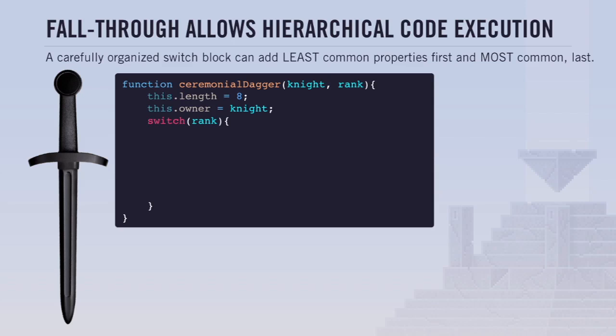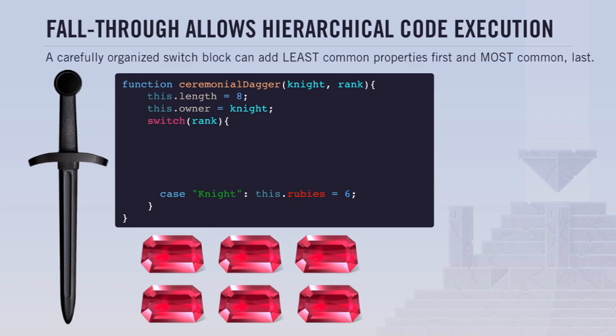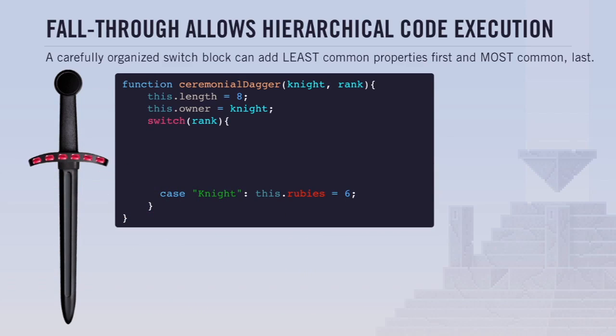If you look at the bottom of our switch block here, you can see that we're giving the lowest level, which is just a regular knight, 6 rubies on their ceremonial dagger. Now, the next rank up is going to be the captain of a regiment. The captain of a regiment should have something special on their ceremonial dagger. You can see that our captain gets exactly 1 emerald.